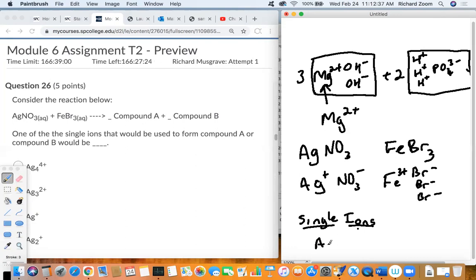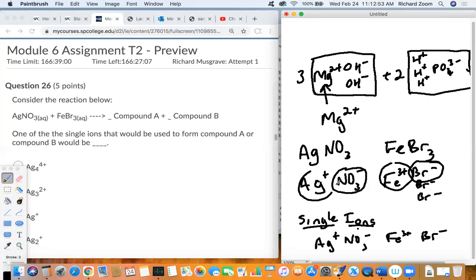Okay, so these are single ions for this: Ag+, NO3-, Fe3+, and Br-. Notice I don't do all three. I'm just circling one of each. These are the single ions. And the reason we focus on that is we know that at the end, the Ag+ will join with the Br-, and the Fe3+ will join with the NO3-.